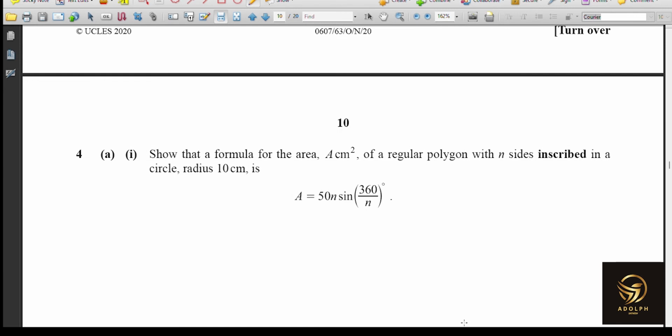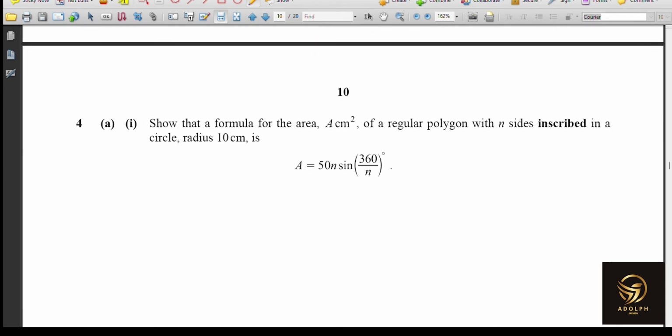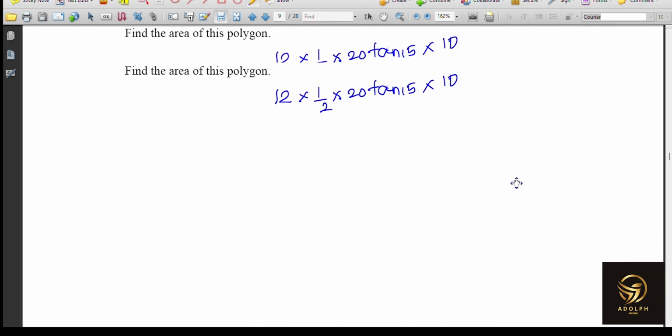Okay, next. Show that a formula for the area in centimeter square of a regular polygon with n sides inscribed in a circle of radius 10 centimeter. So here they mentioned it's n sides. Previously we have seen 6 sides and then 12 sides. Now they have mentioned n sides. If you want, you can refer to it before.